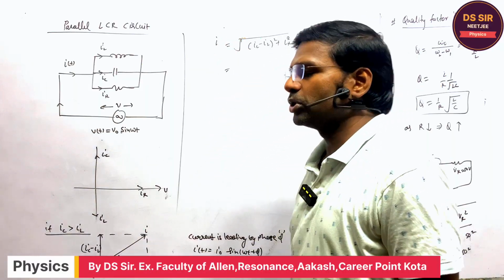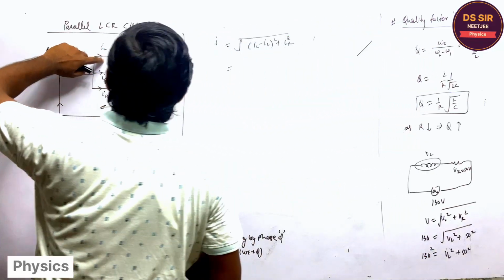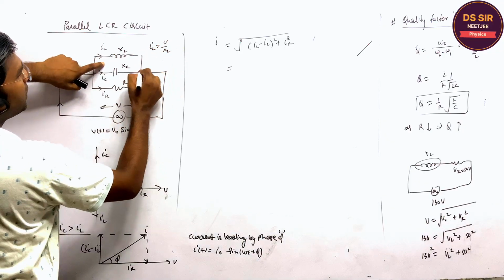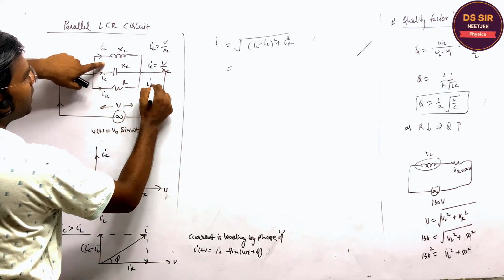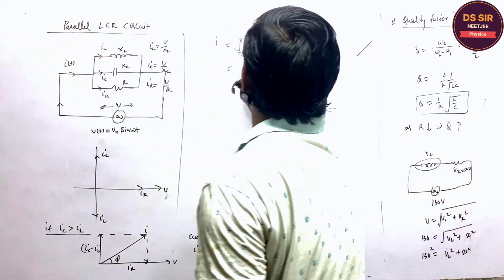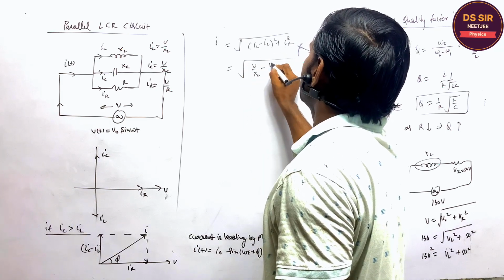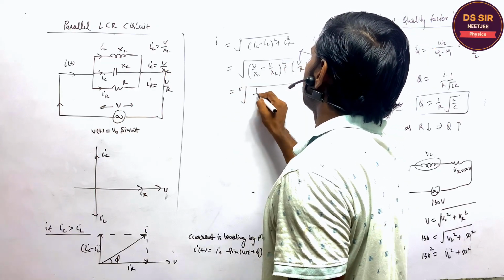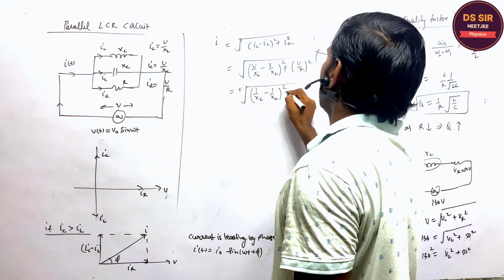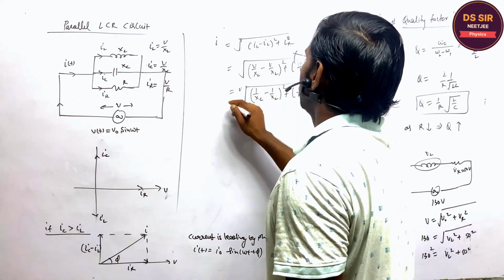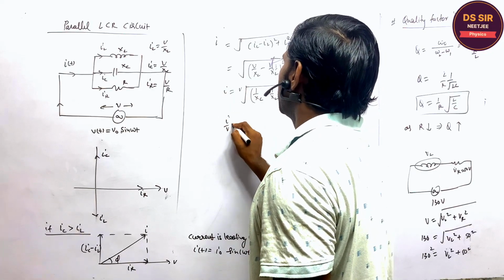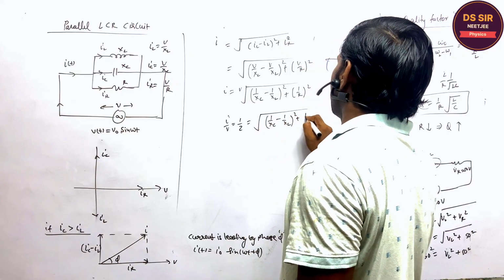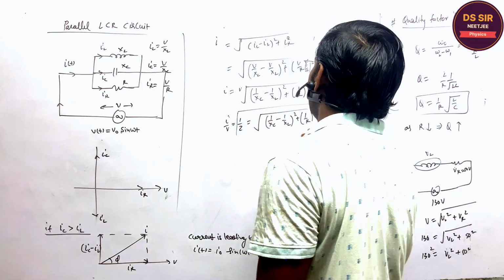A square plus B square is equal to C square. If this is the XL, this is the XC, this is the R, what is the IL? V upon XL. IC is V upon XC. IR is V upon R. So I put the value: V upon XC minus V upon XL whole square plus V upon R whole square. Taking V common, I upon V is nothing but 1 upon Z, which is the root over 1 upon XC minus 1 upon XL whole square plus 1 upon R whole square. So this is the value of 1 upon Z.